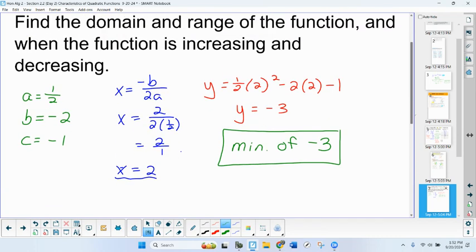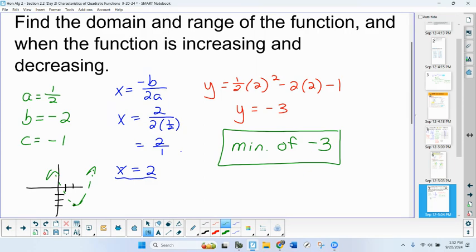Find the domain and the range. So I'm going to think about this graph. Does it open up or does it open down? It has a minimum of -3. The vertex is at 2, -3. So my graph, I really am not 100% sure what it looks like. It looks something like that, right? I don't know for sure, but something like that.